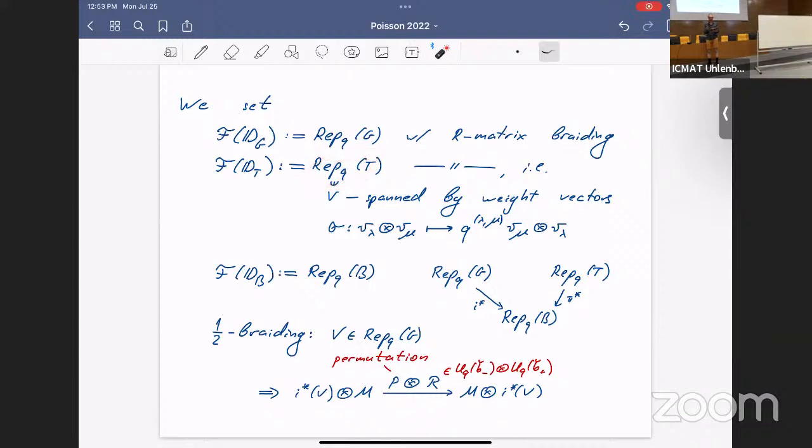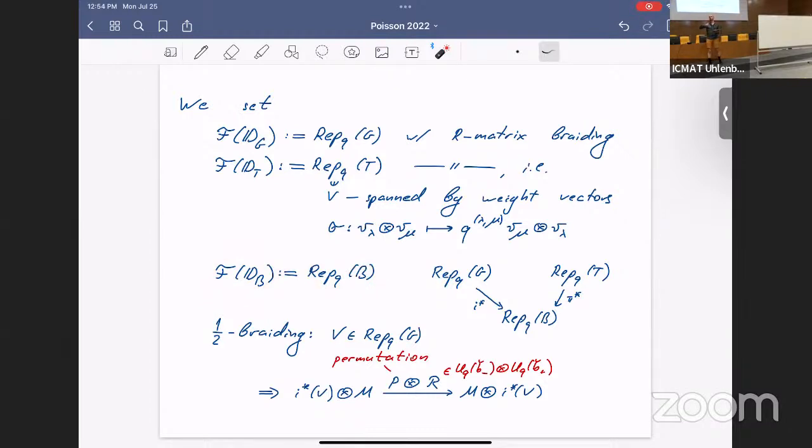They're just vector spaces spanned by weight vectors. And the way I define braiding, if I take two vectors v lambda and v mu with weights lambda and mu, is that it's q to the pairing of lambda and mu, v mu tensor v lambda. And for that one, I'll take RepQB, right? So it's integrable UQB modules.